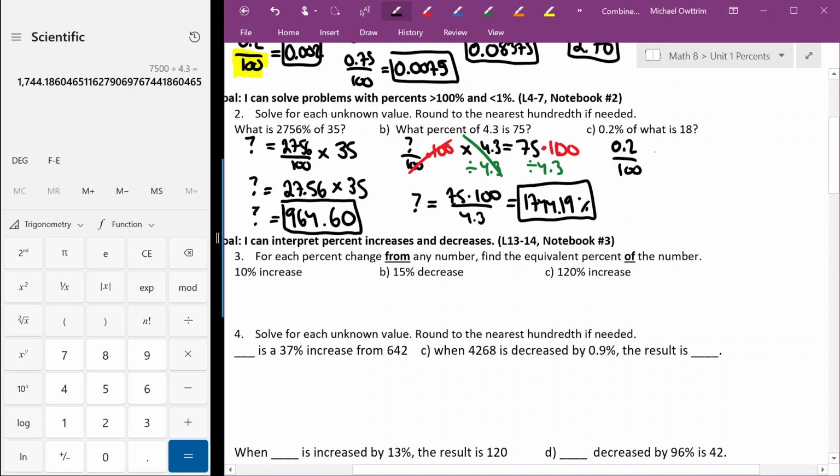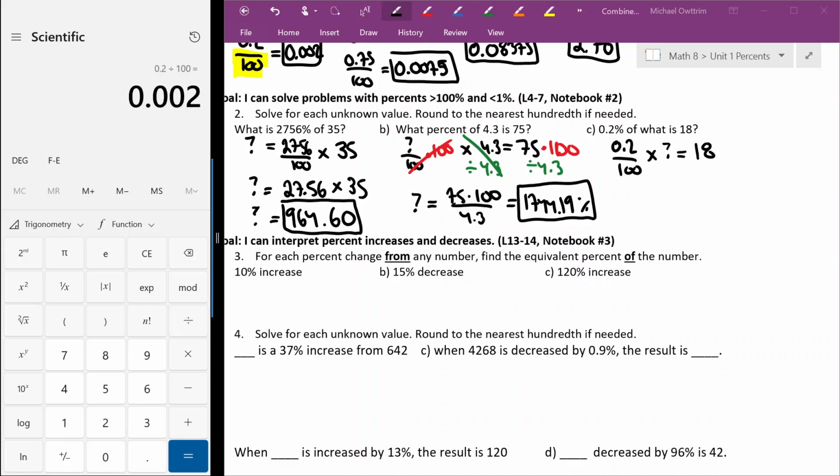Final question, our 0.2 is just 0.2. Percent is out of 100. Of is multiply. What is our unknown. Is translates to equals, and 18 is just 18. Let's convert that fraction to a decimal. So our 0.2 divided by 100 gives us 0.002 times my unknown equals 18. And to solve this equation, we're going to divide both sides by our 0.002. And that'll give me question mark equals, well, let's see, 18 divided by my 0.002 gives me 9,000.